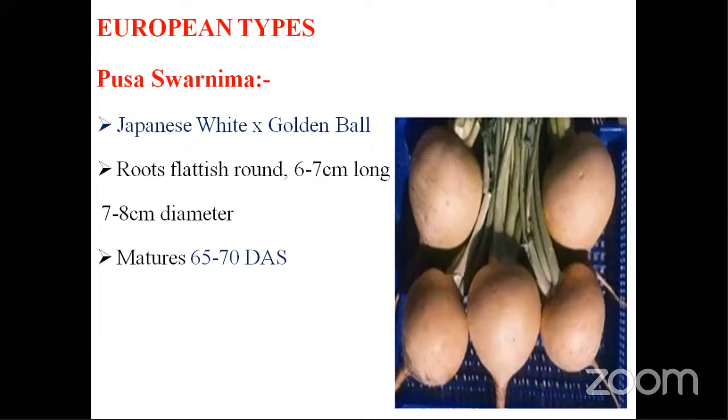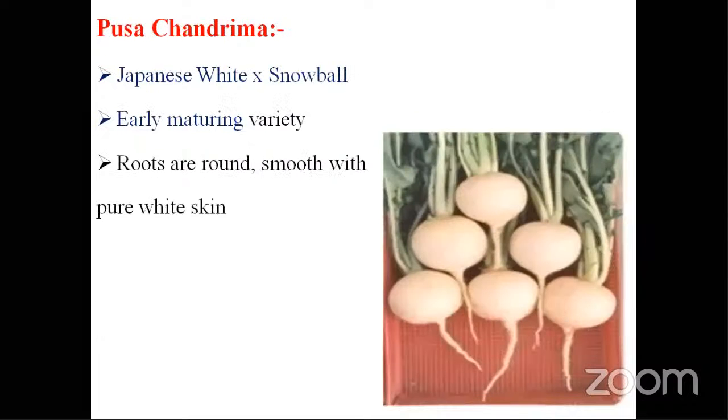Next is European types. Of the types, we have discussed only two so far, the Asian, and the others are European. So Pusa Swernima, Japanese white into golden ball. Remember the cross. Next, Pusa Chandrima, that is Japanese white into snowball, which is again an early maturing variety.